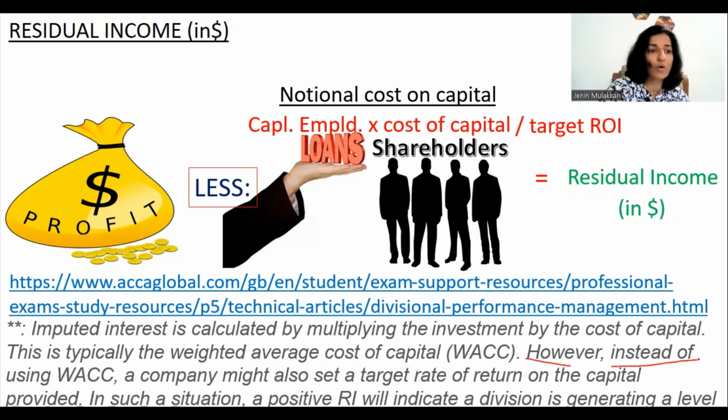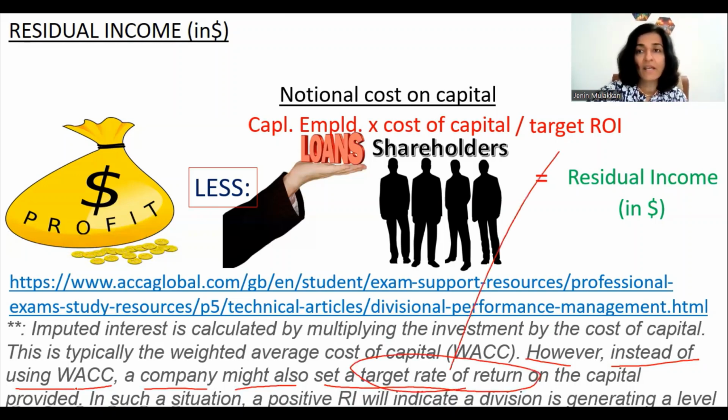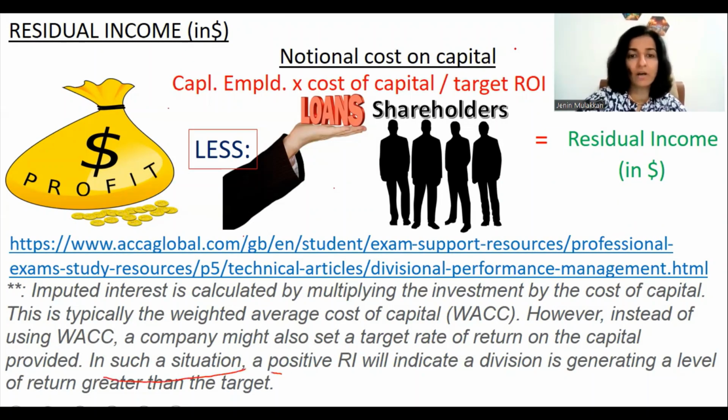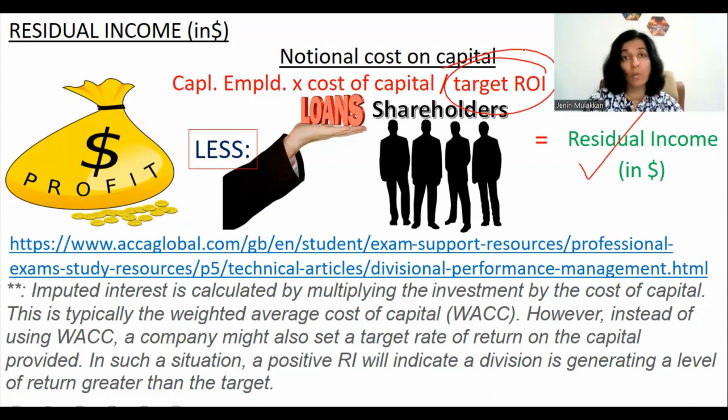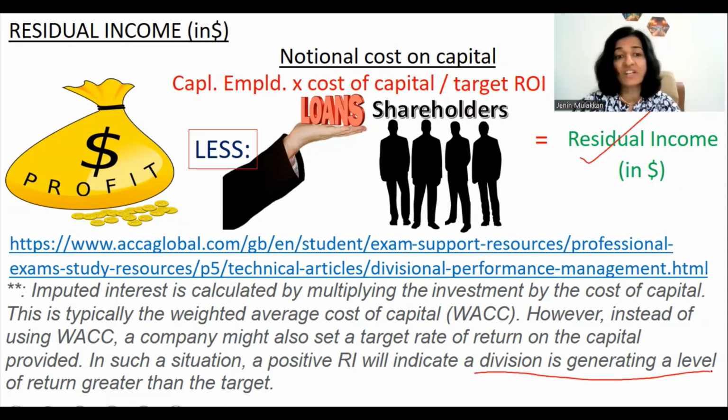However, instead of using the weighted average cost of capital, a company might also set a target return on the capital provided. So they can also set a target return. In such a situation, a positive residual income will indicate a division is generating a level of return greater than the target. So what they are saying is, if you're taking a target return, then it means that a positive residual income will indicate that a division is generating a level of return greater than this target.